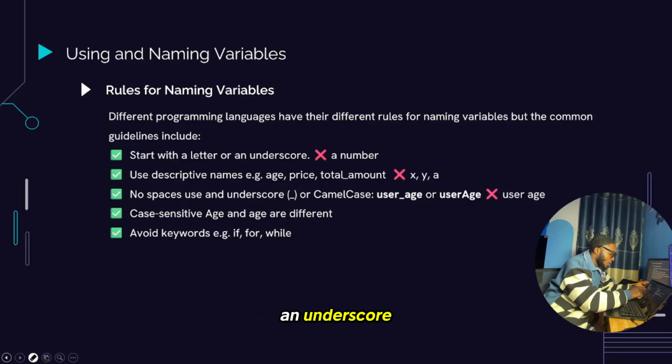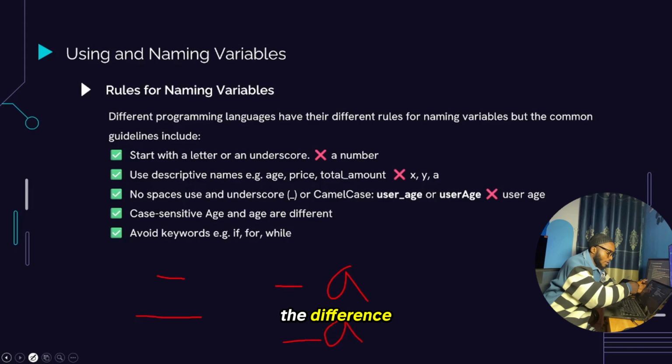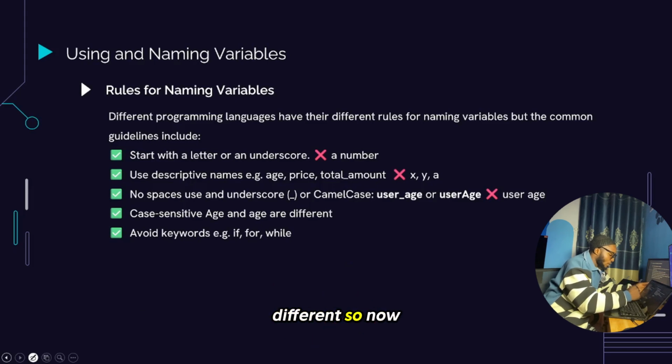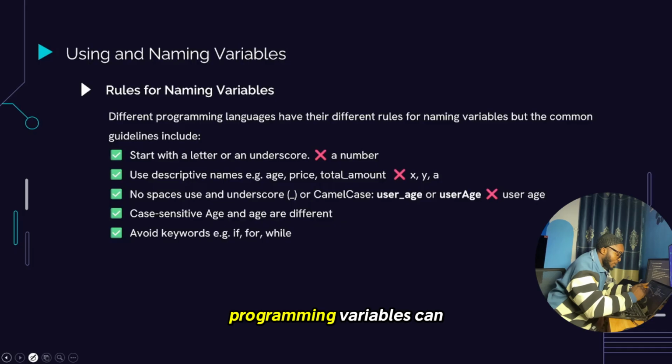And then an underscore. Remember, there's a difference between a dash and an underscore. Let me use a dash a and an underscore a. Do you see the difference? It's kind of different. So with programming, variables can either start with a letter or with an underscore. Never use a number or some special characters.